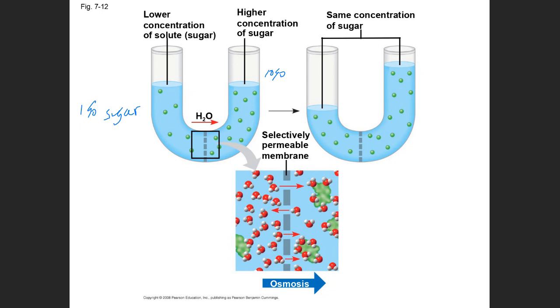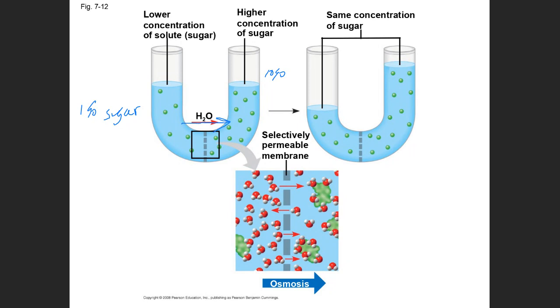The sugar would want to move to the left, but it can't get through the membrane, right? Because the sugar wants to diffuse from an area of high concentration to low, from 10% to 1%. But the sugar cannot get across the membrane. It's stuck. The one thing that can move is the water. And so water always moves into the high solute concentration. So it will move from left to right.